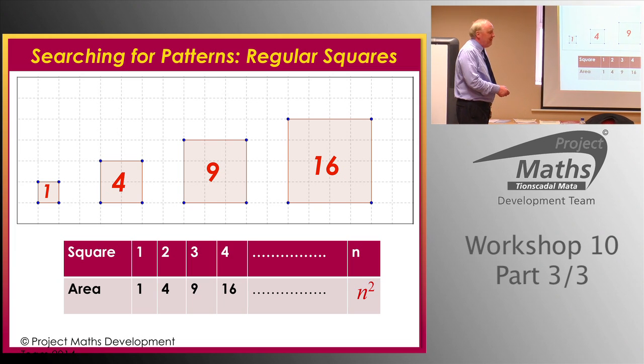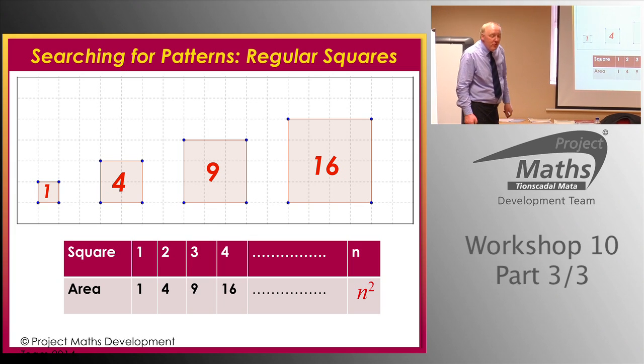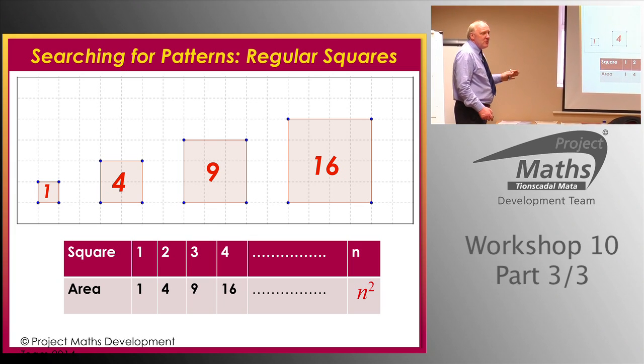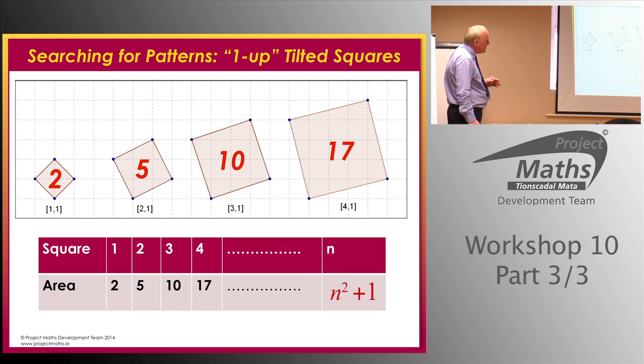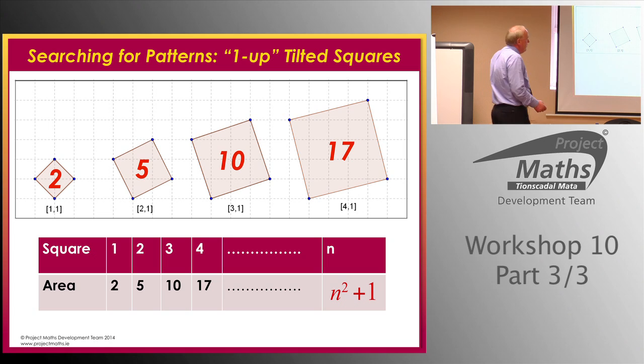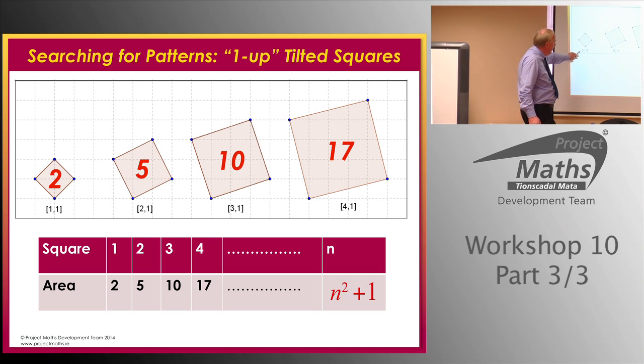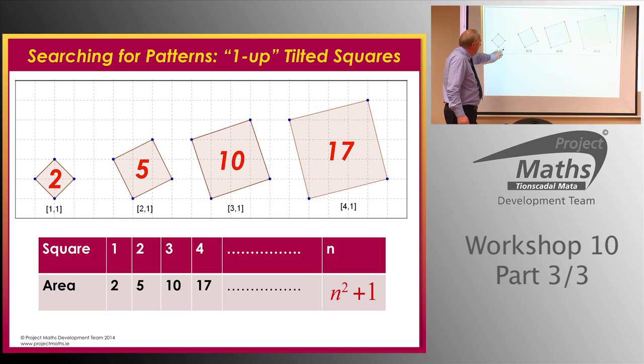And of course, we can link that. We know what the graph of that looks like, the x squared graph. So that's the regular one there. Now, let's look at the 1 up. The coordinate here is 1 along, 1 up. The coordinate at this point is 2 along, 1 up. The coordinates there, 3 along, 1 up, and 4 along, 1 up.